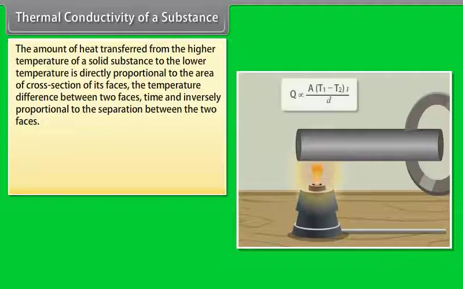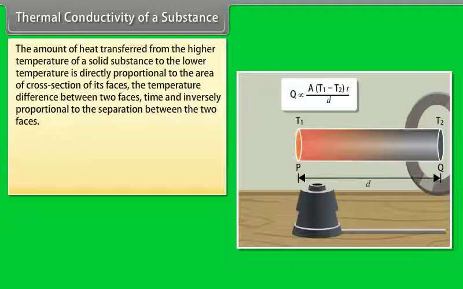Thermal conductivity of a substance. The amount of heat transferred from the high temperature of a solid substance to the lower temperature is directly proportional to the area of cross-section of its faces, the temperature difference between the 2 faces, and time, and inversely proportional to the separation between the 2 faces.